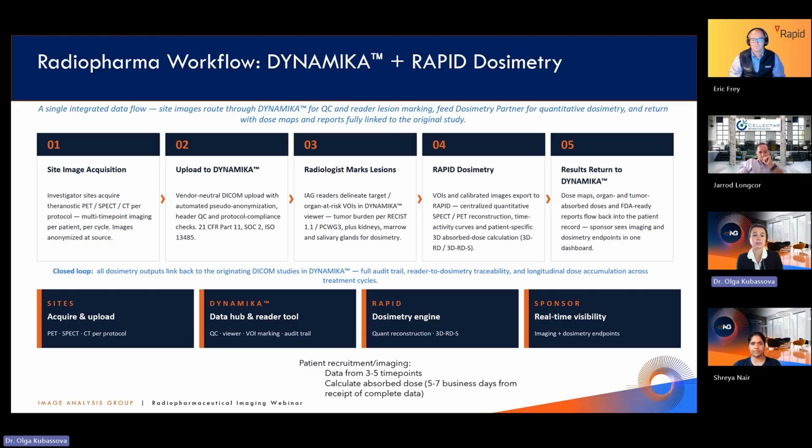Dynamica sits as a data hub and reader tool because it allows us to increase collaboration between the site, the imaging specialist, and the readers. The Dosimetry engine is outside of Dynamica, but it has a very tight workflow, which is documented with an audit trail between the source of data, the process data, and the final reports. And of course, you also have real-time visibility on what's going on with imaging in this study.